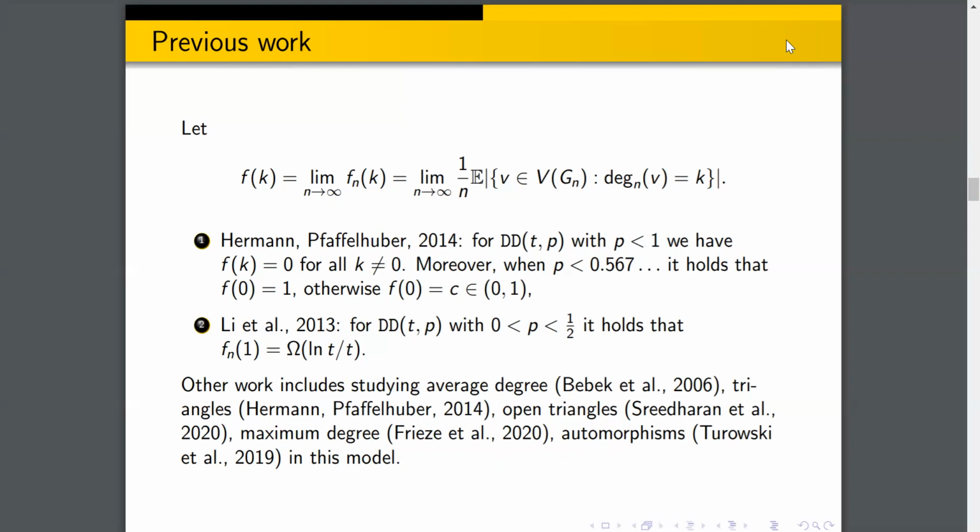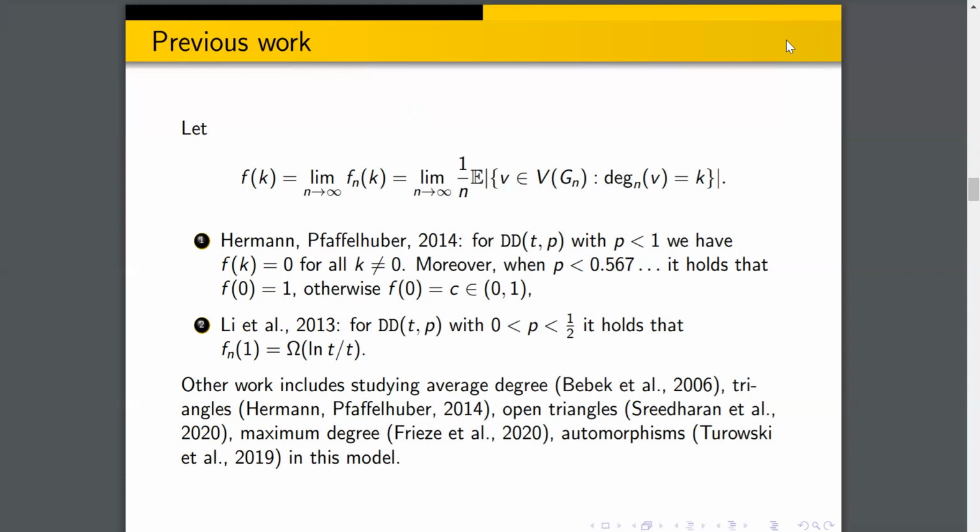Lee and others looked one step further into this issue. They investigated the number of vertices of degree 1 in this model, and they concluded that the fraction decreases, but not faster than logarithm of t over t. So from Hermann and Pfaffelhuber, we know that it cannot tend to a constant, so it goes to 0. But the question is still open, how fast it decreases to 0. And of course, for other degrees, nothing is known actually.